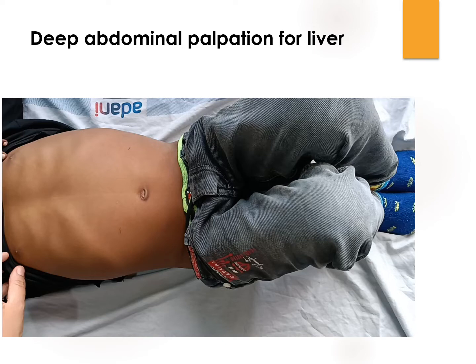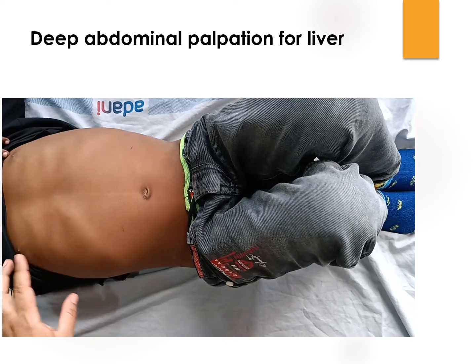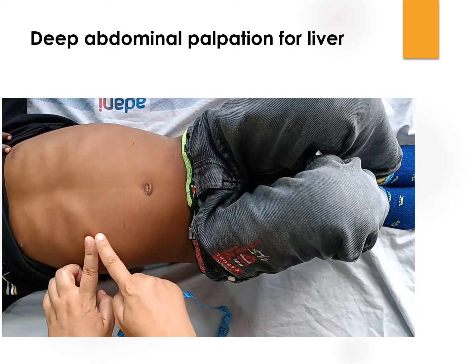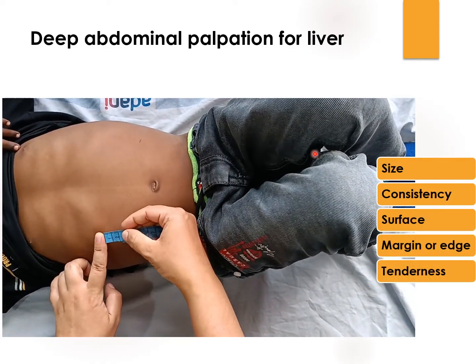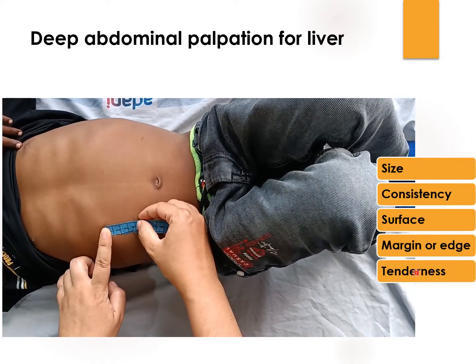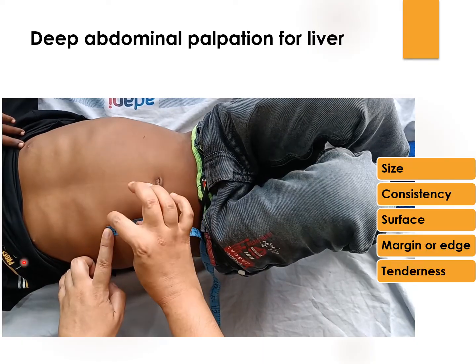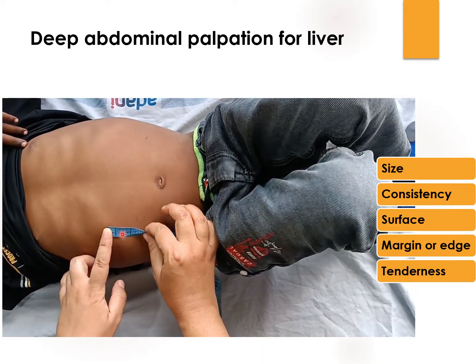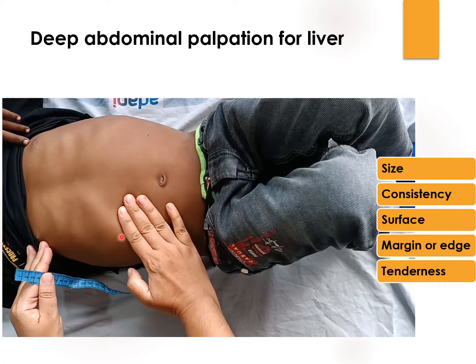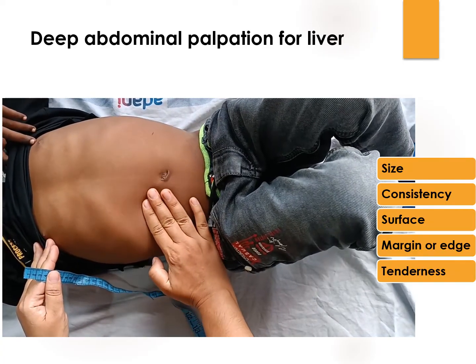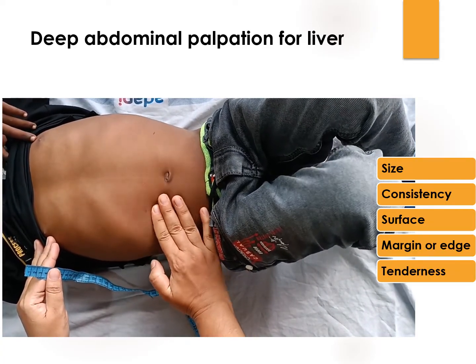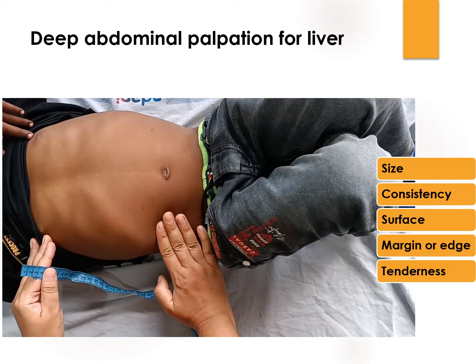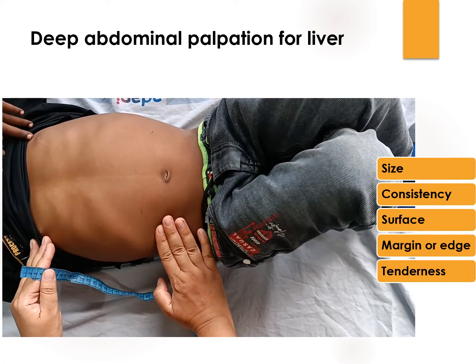Now once the liver is palpable, then you have to see all the points. You have to see the size of the liver, consistency, surface, margin and tenderness. So for the size, below the subcostal margin in the mid clavicular line, you have to take the size, and then you have to check the consistency, surface, margin, and whether tenderness is there or not.